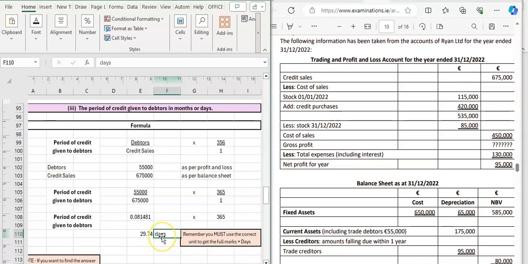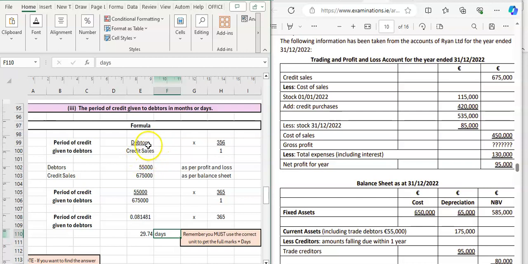So the previous one we would have had percentages. So that's finding the period of credit given to debtors. So we give our debtors 29.74 days before they pay the bills to us when they buy sales on credit.